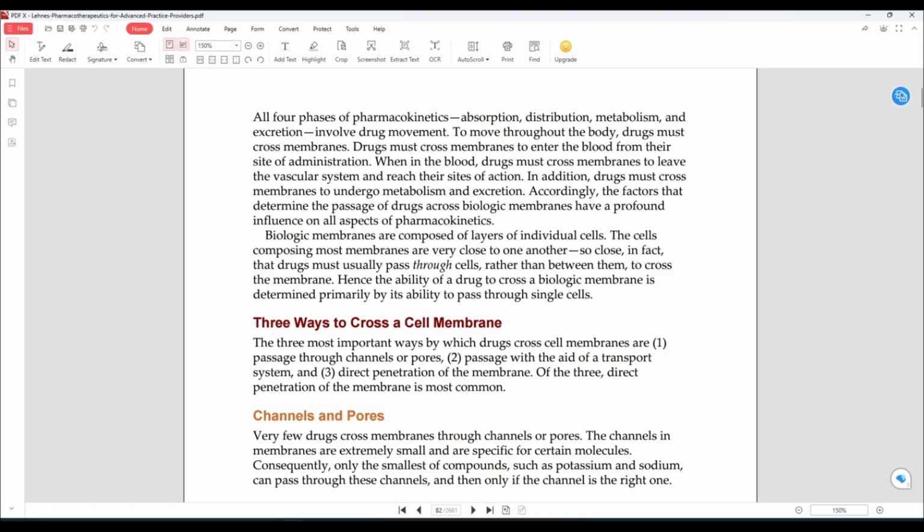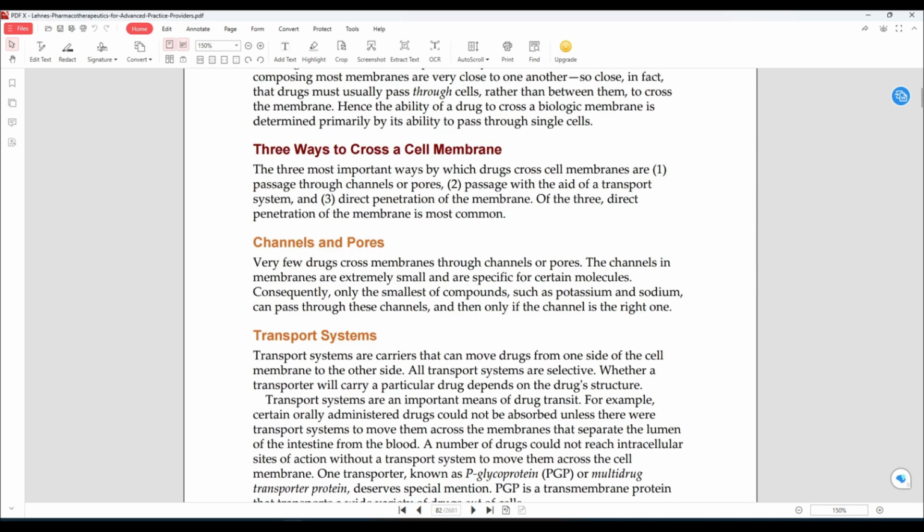Accordingly, the factors that determine the passage of drugs across biologic membranes have a profound influence on all aspects of pharmacokinetics. Biologic membranes are composed of layers of individual cells. These cells, composing most membranes, are very close to one another, so close in fact that drugs must usually pass through cells rather than between them to cross the membrane. Hence, the ability of a drug to cross a biologic membrane is determined primarily by its ability to pass through a single cell.